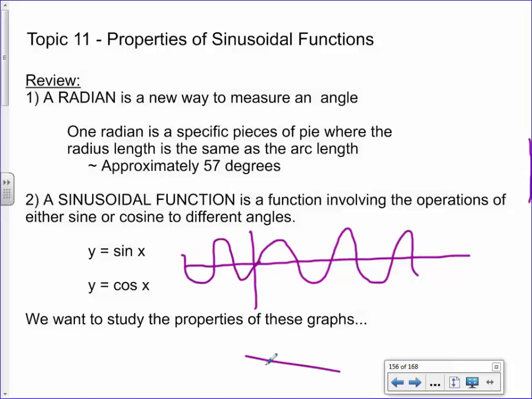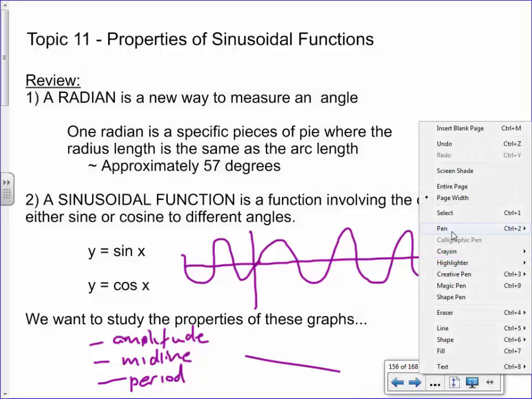And there were 3 new properties we had to learn about. They were called the amplitude, the midline, and the period of a graph. Anybody remember what an amplitude refers to? How high or how deep?